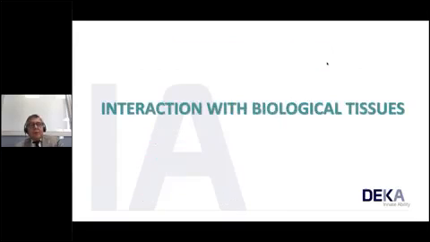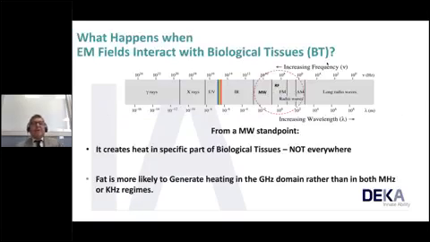Let's have a look at this interaction with the biological tissues. You see that this kind of energy creates heat in a specific part of biological tissues, not everywhere. Fat is more likely to generate heating in the gigahertz domain rather than in the megahertz or kilohertz regimen.